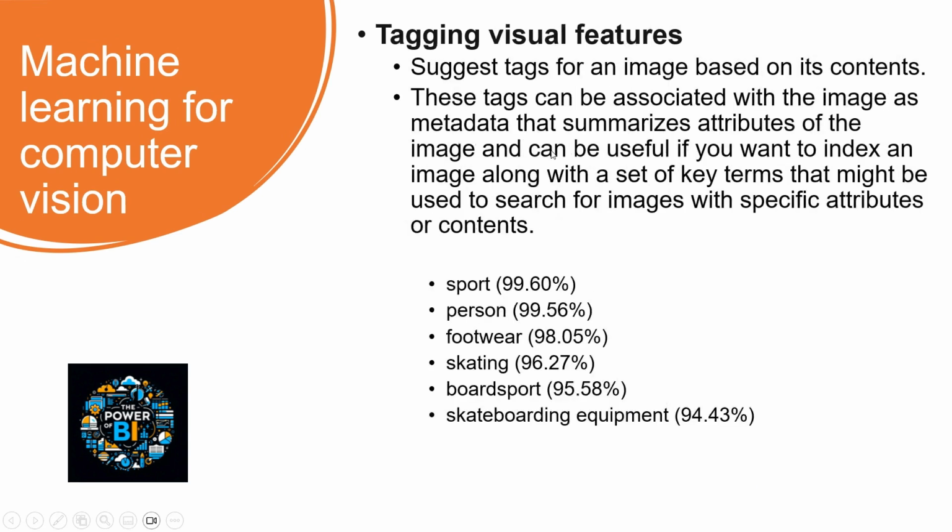Tagging means that, based on the content, tags can be associated with the image as metadata that summarizes attributes, and it also gives specific scenarios or groupings. For example, the tags returned for the skateboard image were associated with confidence values, like sports, person, footwear, or skating or skateboarding equipment. These are all the confidence values that have been given for each tag.